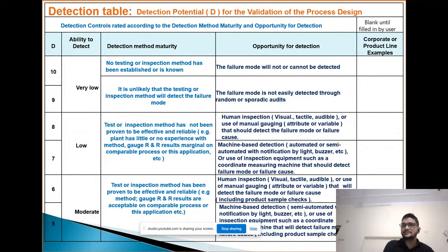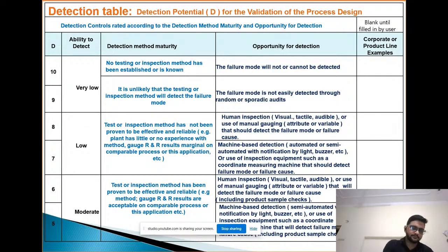Now, what is the detection table? Detection table for the validation of the process table. The detection control is rated according to the detection method, maturity, and opportunity for detection. In the detection table, there are a total of five columns. First is the numeric number for the detection, and next is ability to detect, that is categorized as very high, high, moderate, low, very low. And detection method maturity is in column three, column four is opportunity for detection, and column five is corporate or product line.